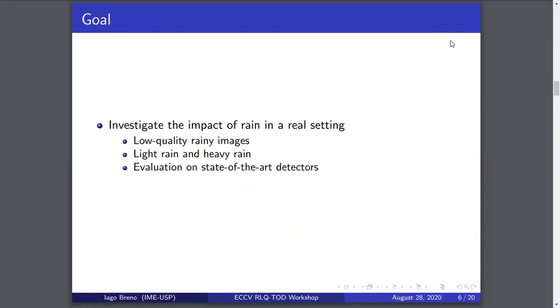Considering all these unsatisfactory aspects, the goal of this work is to understand the impact of the real rain in a real setting where we have low-quality rainy images, variety of rain intensity, and the perspective exposed towards understanding how the rain impacts a high-level task. In this work, we are evaluating the impact on object detection.